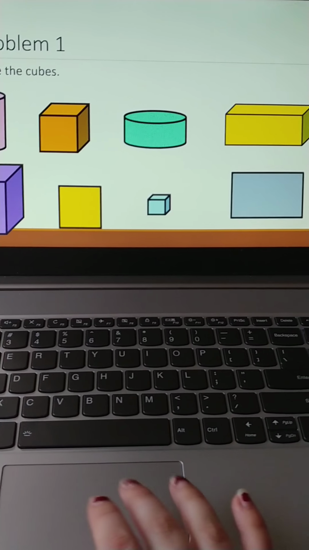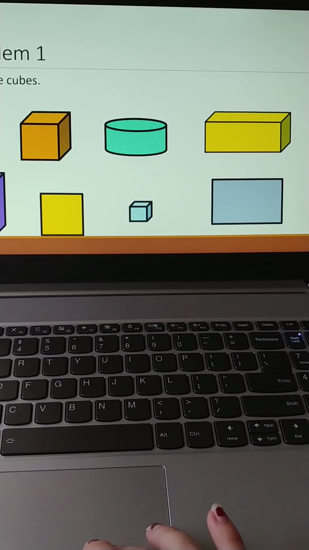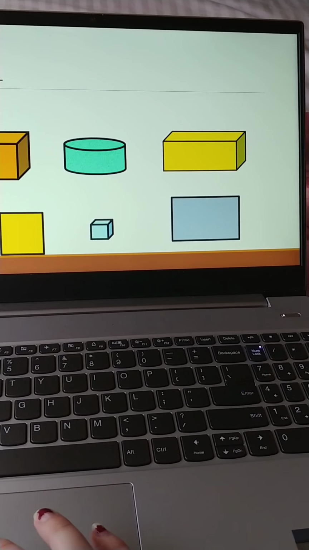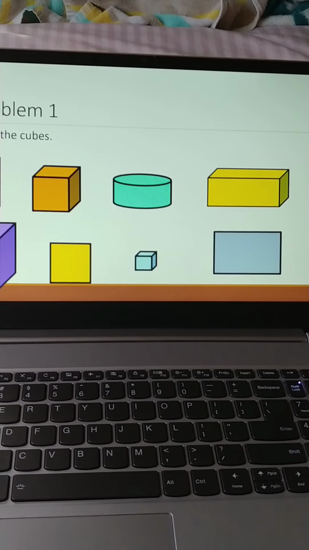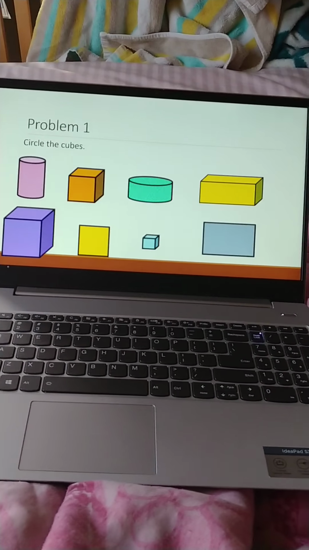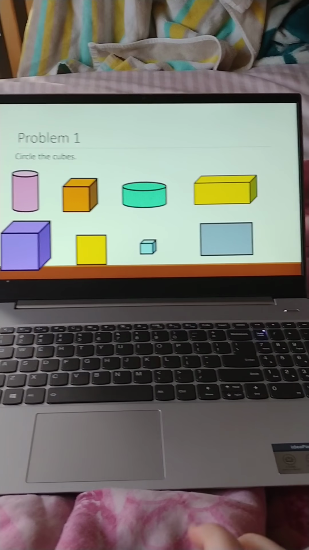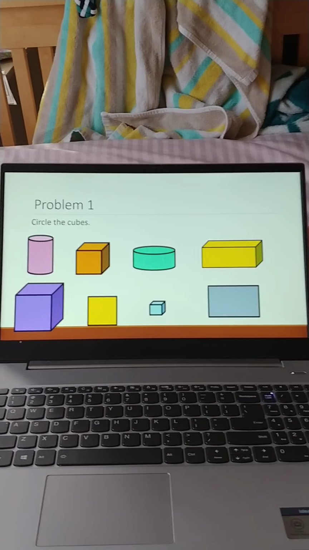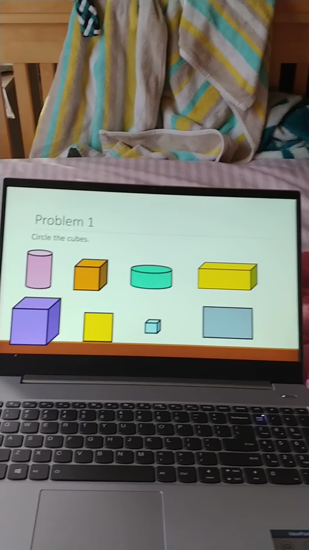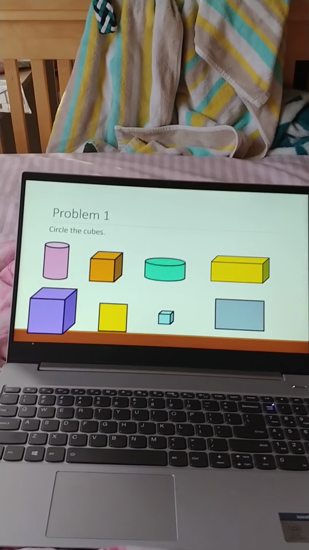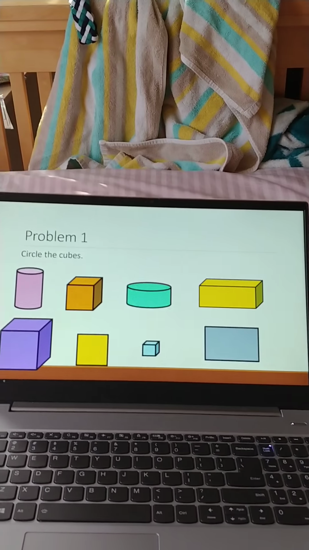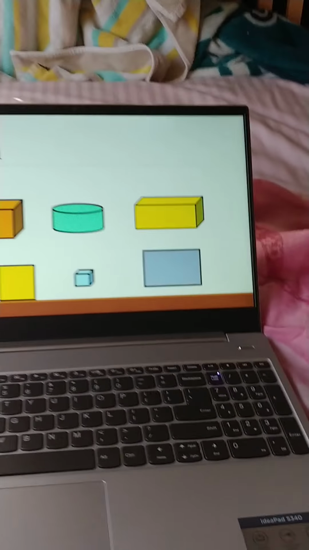So right now I'm going to go over problem 1 with you all on the PowerPoint. So I'm going to get my pen. So the problem 1 says circle the cubes. So we need to circle all the cubes. So we got to remember that cubes are 3-dimensional. So they're going to pop at you on the page. They're not just flat, they pop. And their faces are squares. So we have to remember that.